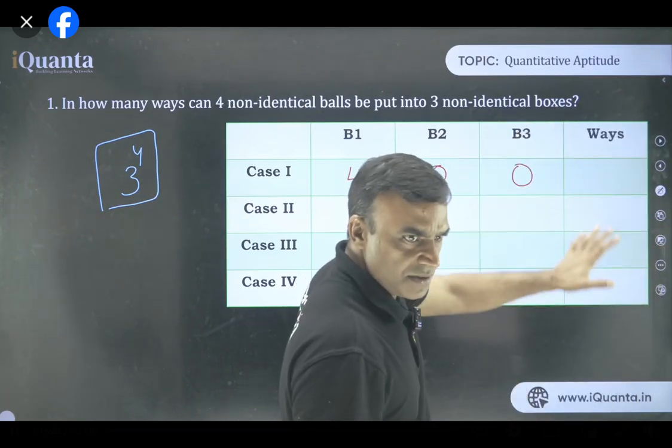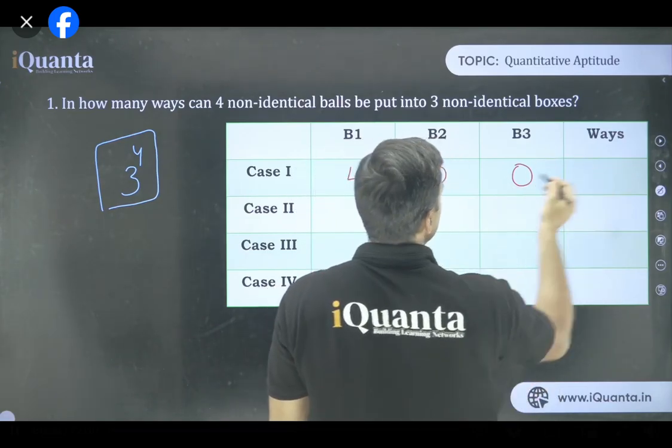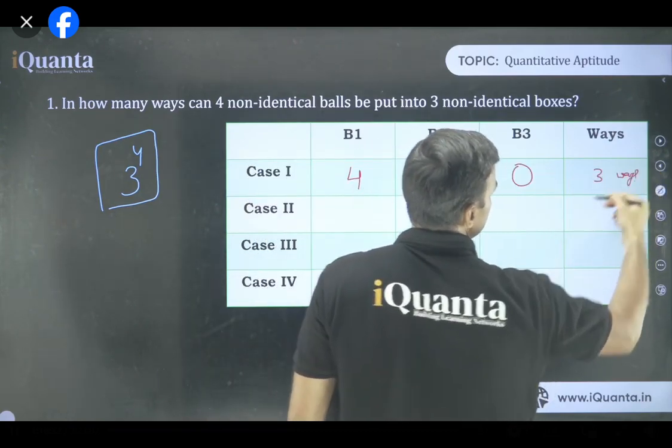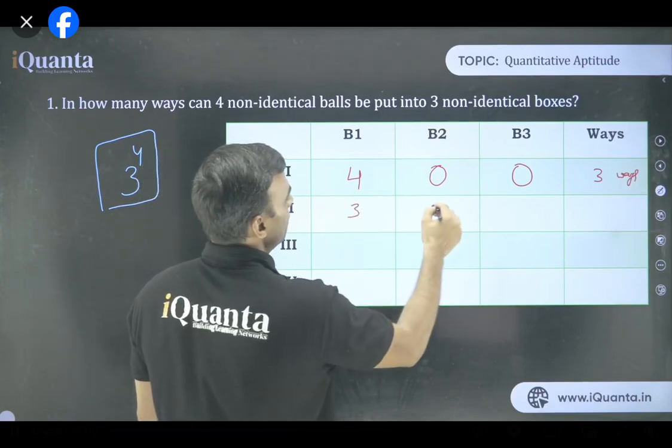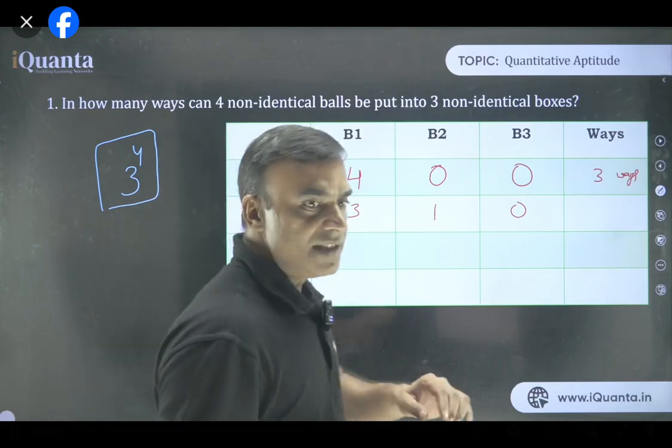You don't have to copy it, okay? Just look at it carefully. I repeat, do not copy it, just look at it. 4, 0, 0, in how many ways can this be done? So this 4 can go to this place, or this place. So 3 ways. That's it. Or this can be 3, 1, 0. So now what is happening? I just ask and you respond.